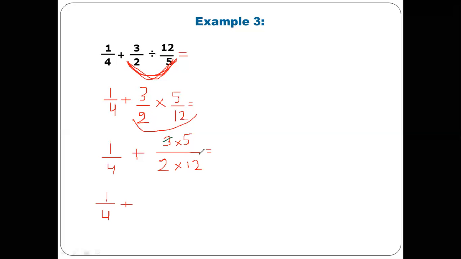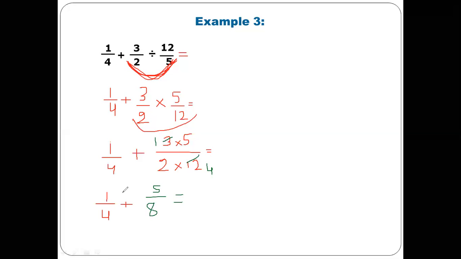Three and 12 can be divided by 3. 1, 5, 2, 4. I cannot simplify anymore. I just multiply the new numbers. 1 times 5 is 5. 2 times 4 is 8.